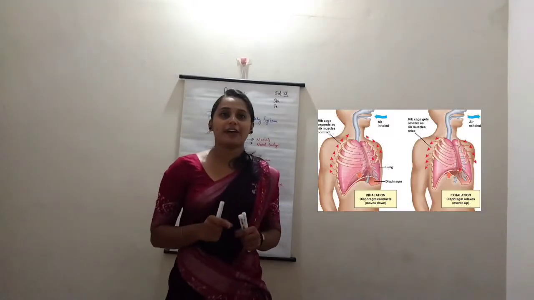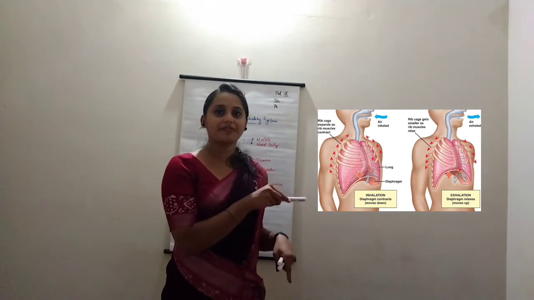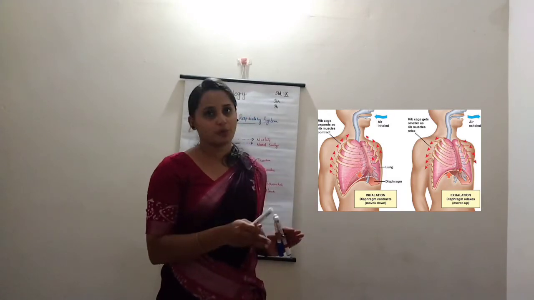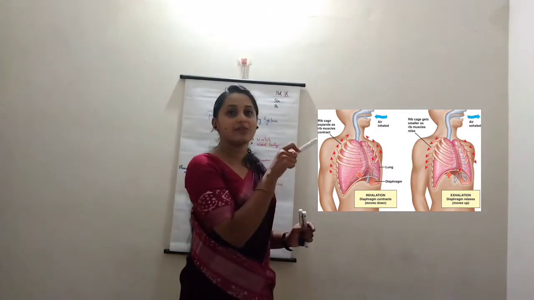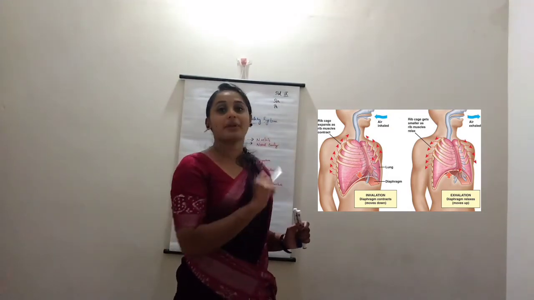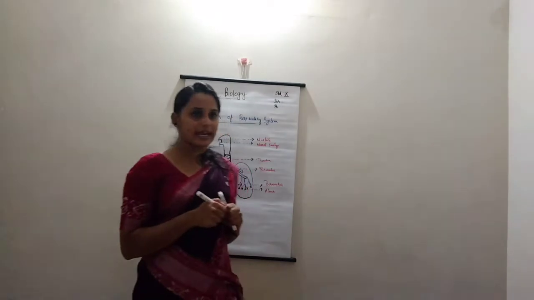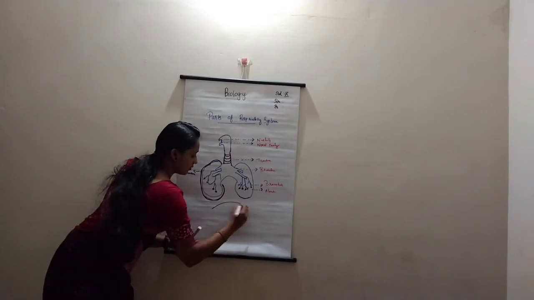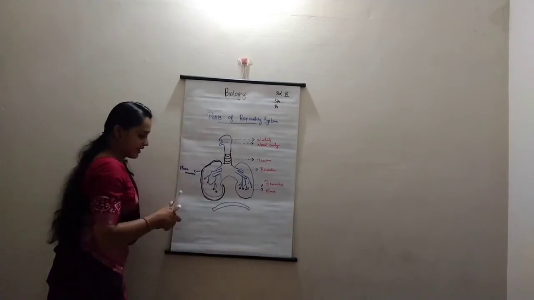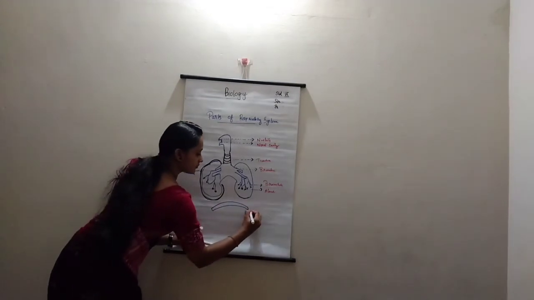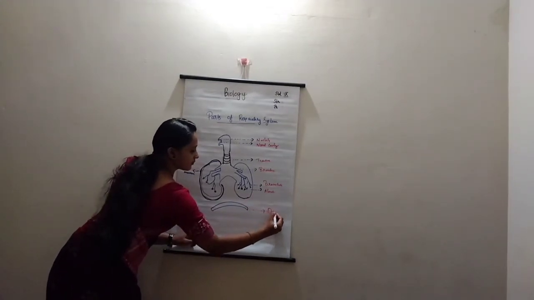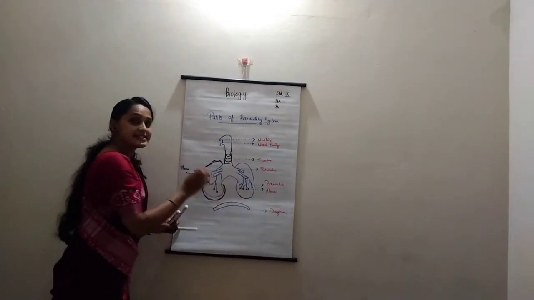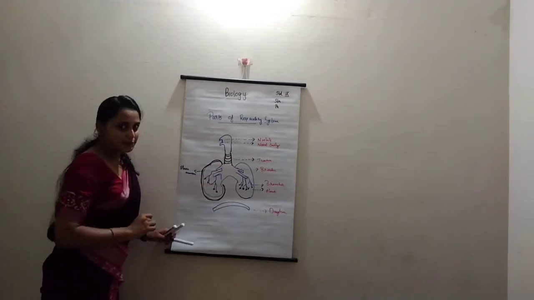So next is the diaphragm. Did you see the picture? The diaphragm helps to separate the thoracic cavity and the abdominal cavity. You have seen the picture, thoracic cavity and abdominal cavity, and the diaphragm separates them. So I will draw the picture of the diaphragm. This is the diaphragm, and the diaphragm separates the thoracic cavity and the abdominal cavity.